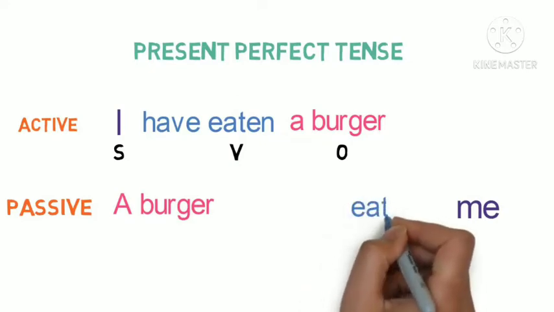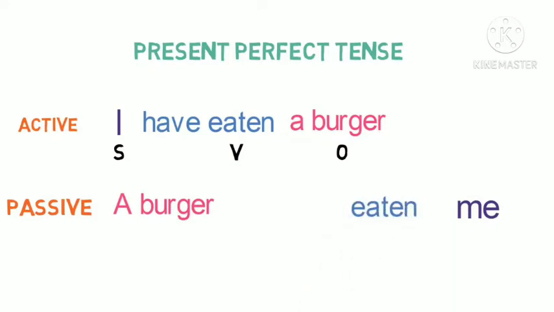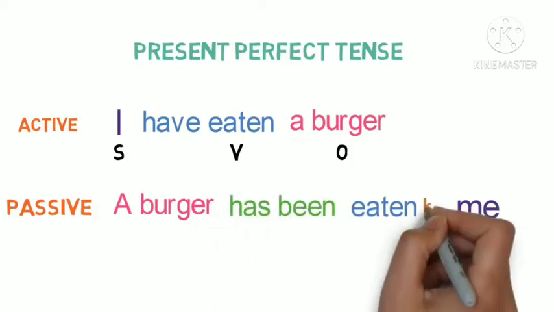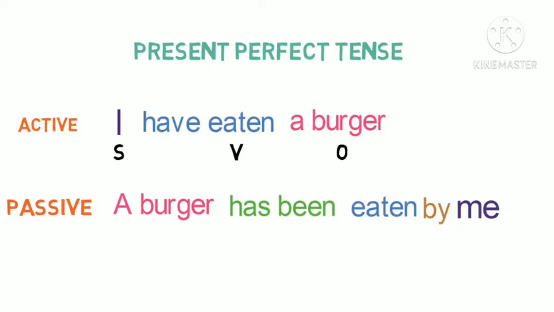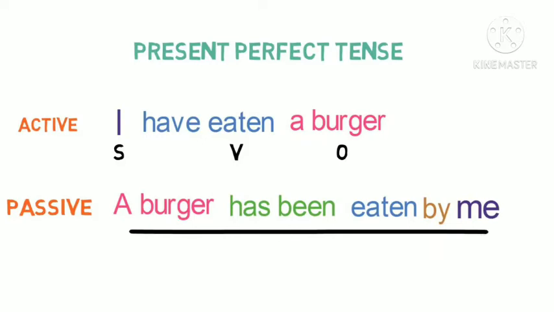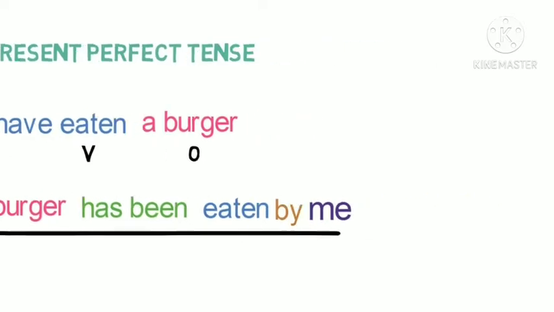The next one, keep the main verb as eaten, then the helping verb. It's a present perfect, so we should write like this, has been, then adding the preposition by. So the passive voice is like this, a burger has been eaten by me.